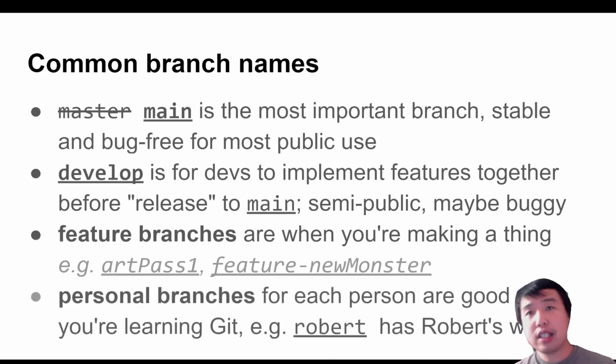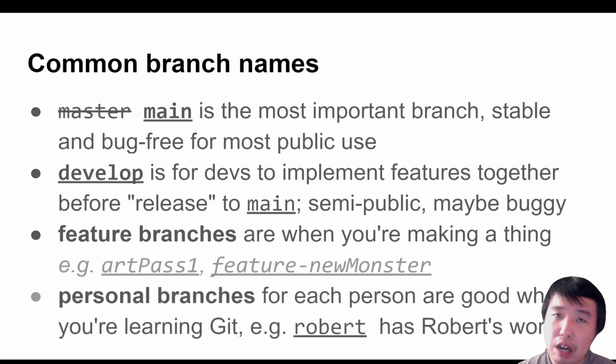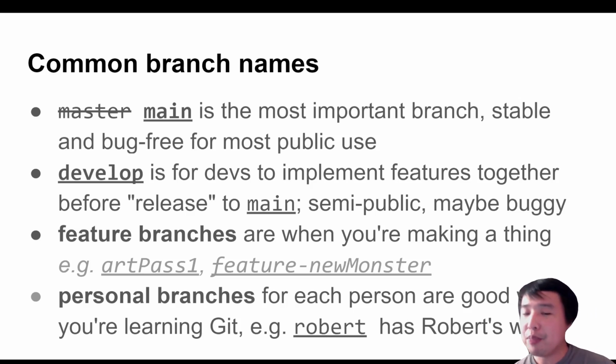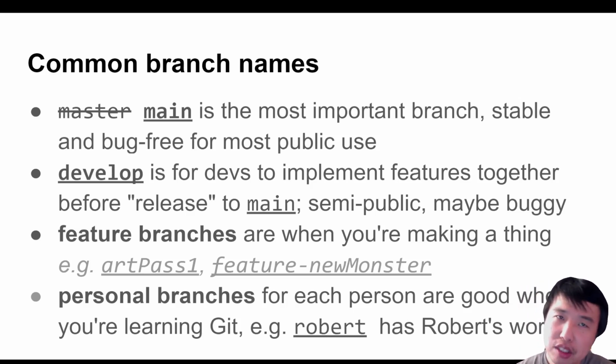But what I'm going to recommend personally, if you're starting out with Git, is not to use too many feature branches, because that introduces a lot of branching complexity. What I recommend for most teams starting out with Git is to just have a personal branch. And that's where you just name a branch Robert. Like my name's Robert, so I have a Robert branch.